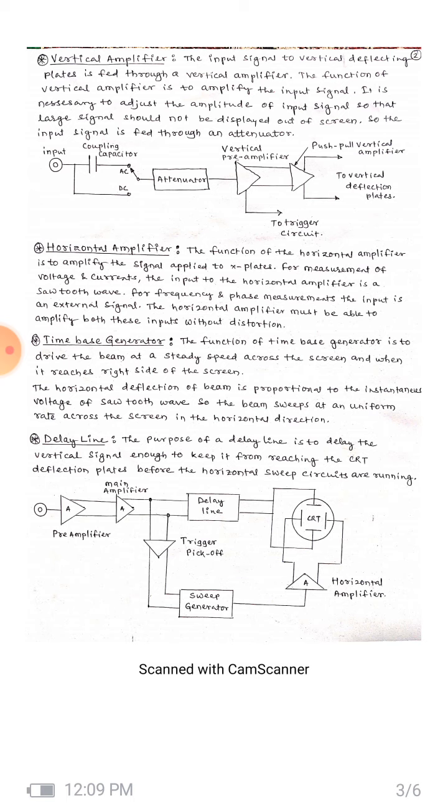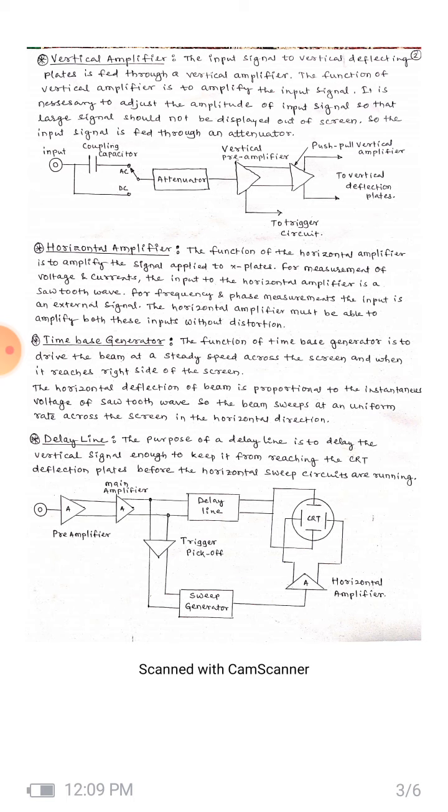And next one is time base generator. The function of this time base generator is to drive the beam at a steady speed across the screen, and when it reaches the right side of the screen, it returns. That is the reason we use a sawtooth waveform there. The horizontal deflection of the beam is proportional to the instantaneous voltage of the sawtooth wave. So the beam sweeps at a uniform rate across the screen in the horizontal direction.